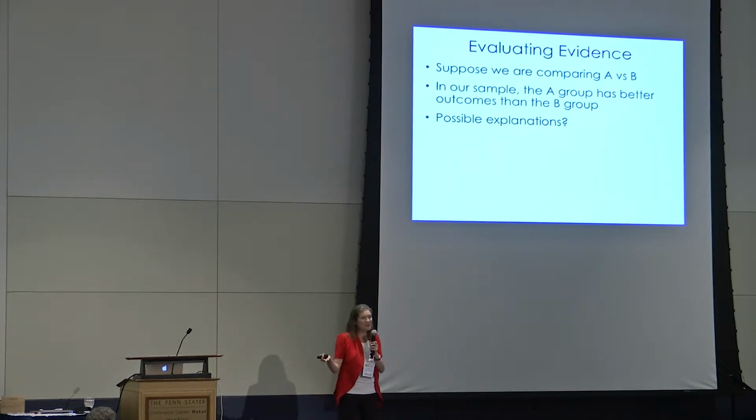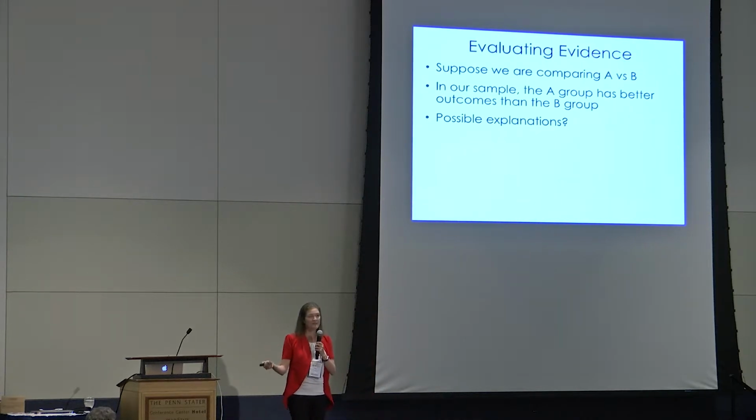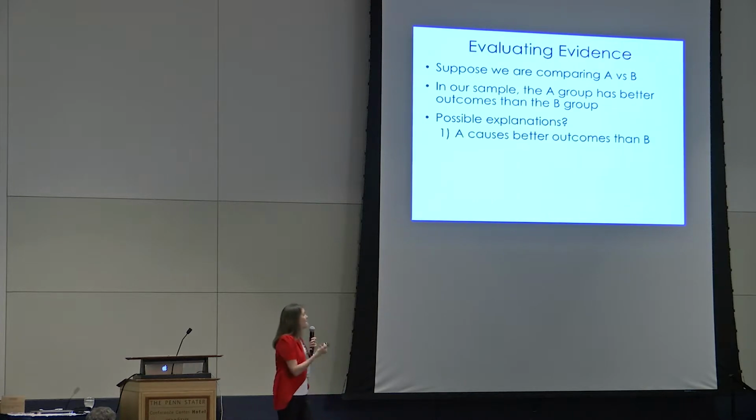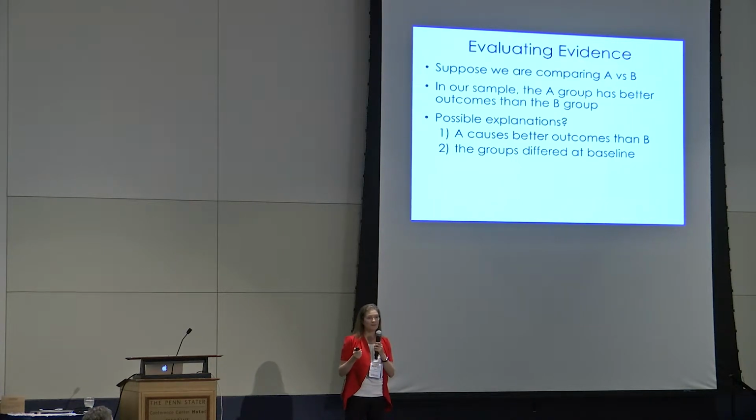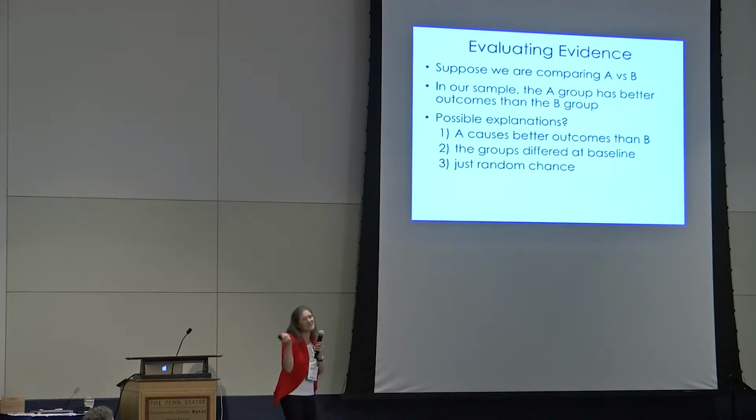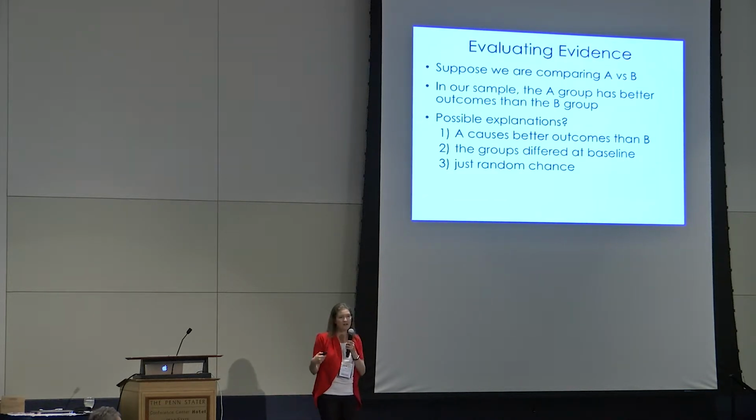But there are other possible explanations, and I know Dennis mentioned this earlier. We have to be considering those alternative explanations. So one alternative explanation maybe is that the groups differed at baseline. And maybe it's nothing to do with A versus B, but those baseline differences that are driving the better outcomes. Or maybe it's just random chance. Yes, there are many, many other possible explanations, but when I think of what pops out at the bottom of the funnel, for me, these are the three things I want every student to consider every time they're evaluating evidence.